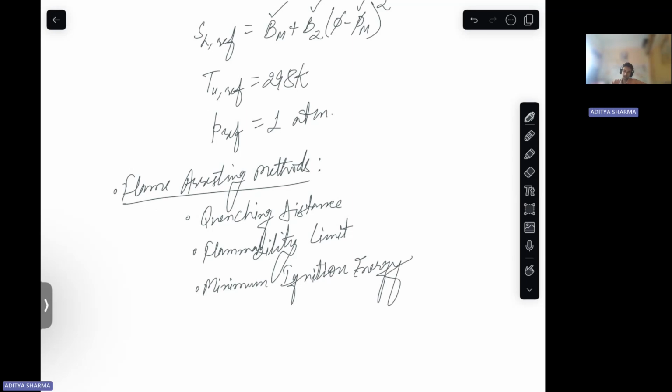First is your quenching distance, second is your flammability limit, and third is your minimum ignition energy. So quenching distance basically is that we try actually leads to the arresting of the flame. And this diameter of the passage for which your flame can be arrested is called the quenching distance.